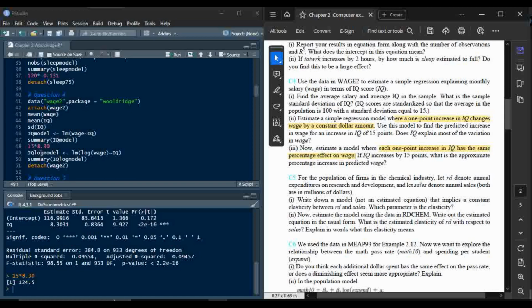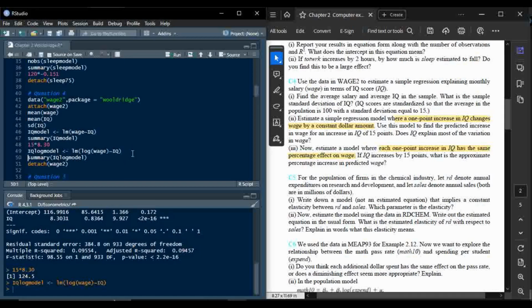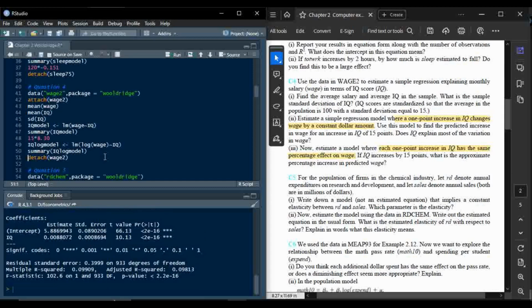So let's create a new model by the name of IQ log model. Use the assignment operator, then lm, linear model. In the brackets, simply type log of wage and then tilde IQ, and now press Ctrl plus Enter. Now let's summarize the model. Here we can see the intercept is 5.88 and the slope coefficient on IQ is 0.0088, and the R squared value remains almost the same, 0.09.